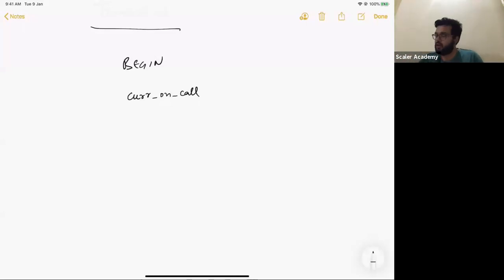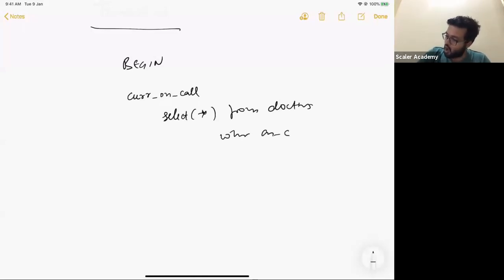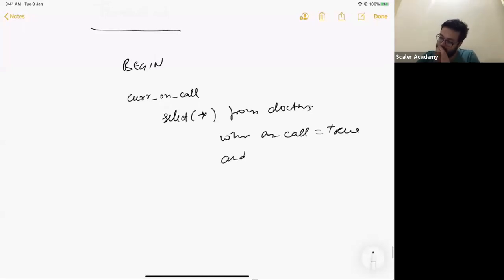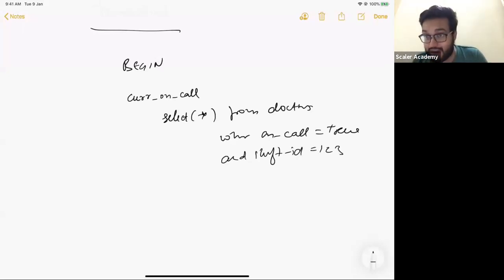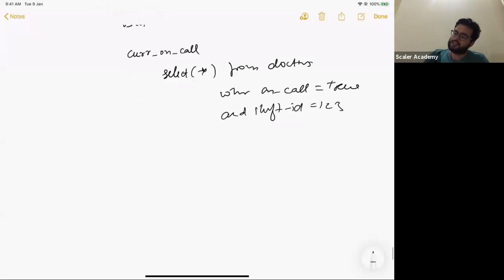Let's move on. So you are going to write a query which will give you the current on call. The query will be something like this. You are going to say select all from doctors where on call is equal to true and shift ID is equal to, let's say, 123. So let's say somebody is asking for a leave at shift ID 123. This is the first query that we are going to call.